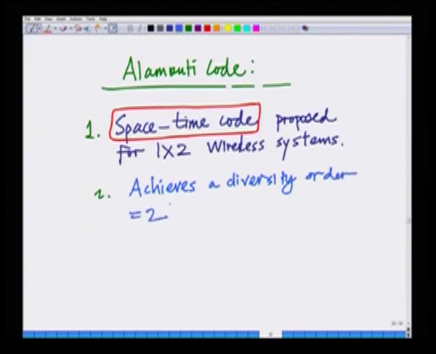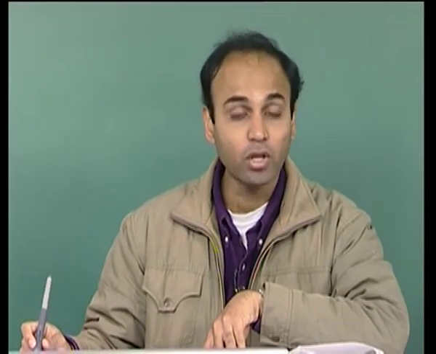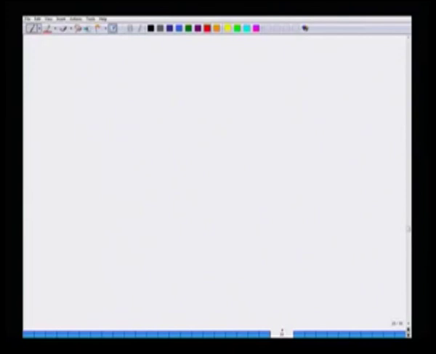Remember, it has 2 antennas, so full diversity is diversity order 2. So, it achieves a diversity order 2 without channel knowledge or channel state information, CSI. The key here is it achieves a diversity order 2 without the need for channel state information or channel knowledge at the transmitter. That is the unique feature of the Alamouti code. That is what we are going to discuss next.